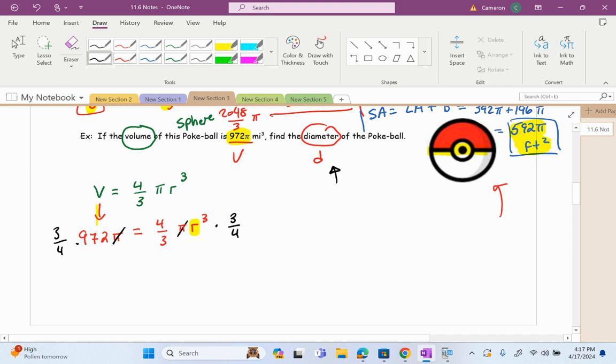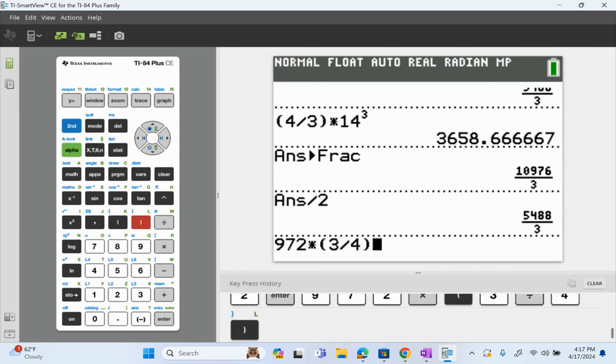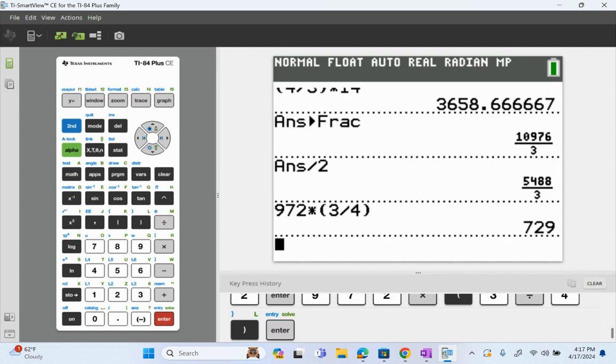And so let's figure out what we have left. On this side, the fractions go away. So I've got r cubed equals 972 times 3/4, times, and then in parentheses, 3 divided by 4 gives us 729.